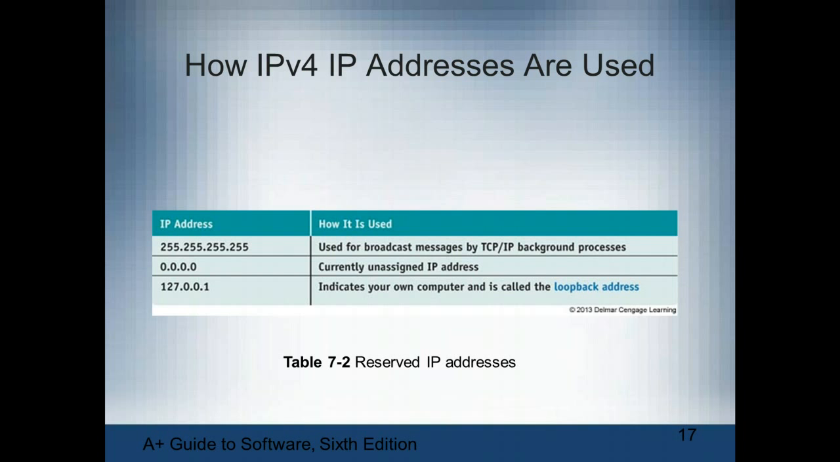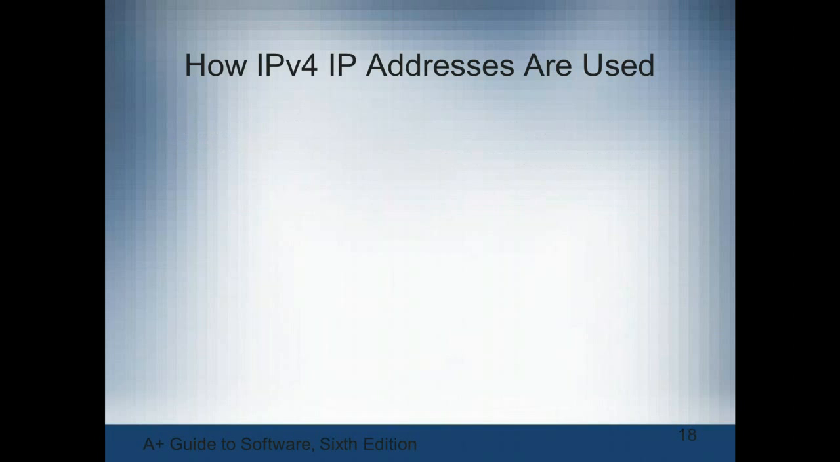127 is called a loopback address, and it is your own computer. It allows Windows to find itself, basically, or all the operating systems to find themselves. That's a loopback, and it's for troubleshooting. Specifically, that's what it is designed for.